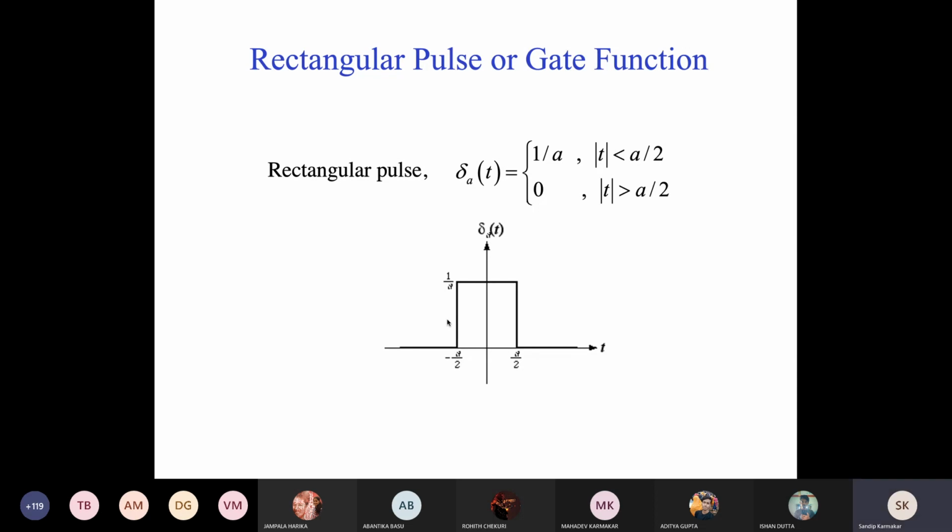And the value for t between minus A by 2 and A by 2 is 1 by A, and outside it is 0. So this is a rectangular pulse or gate function.